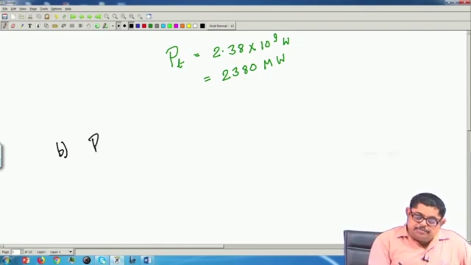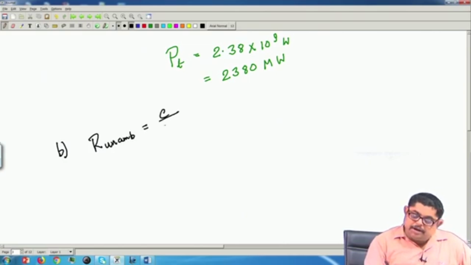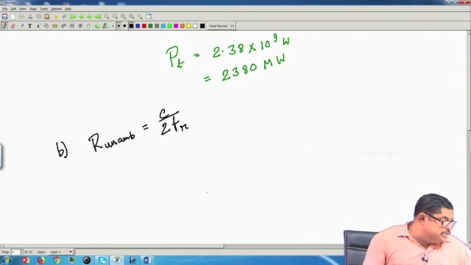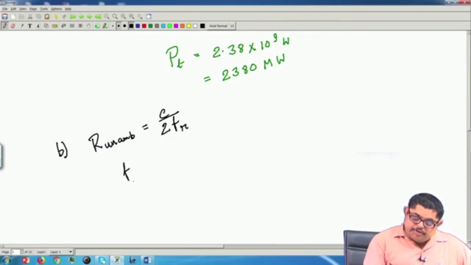That relationship is R unambiguous is equal to c by 2 Fr. So, Fr is to be found out, the unambiguous range is given, that is 200 kilometer. So, from here you can calculate Fr, which will be 750 hertz. Okay.